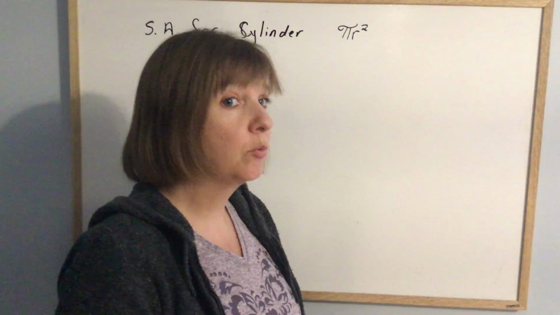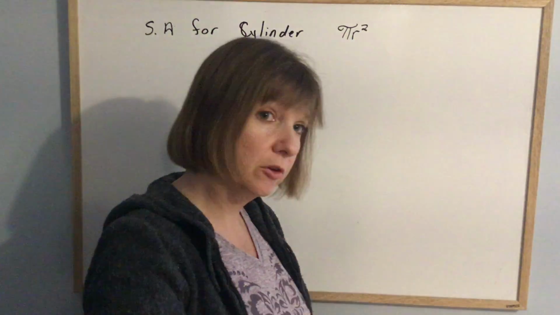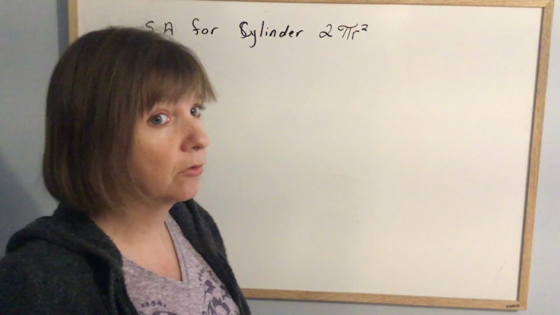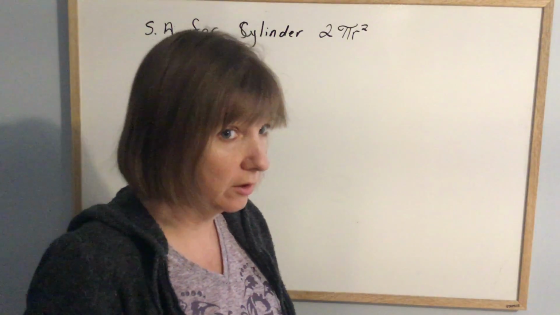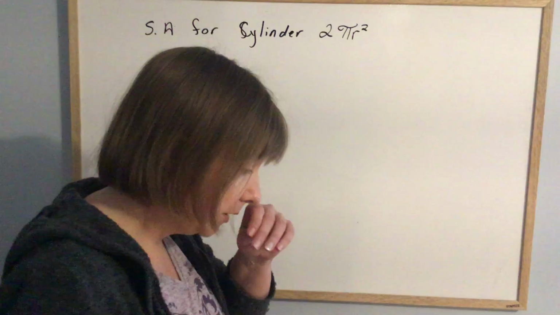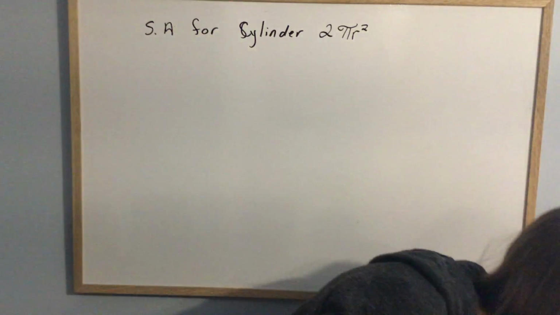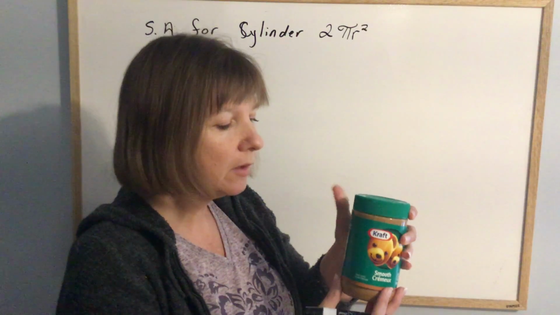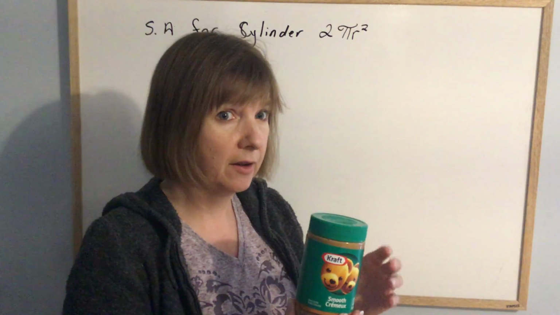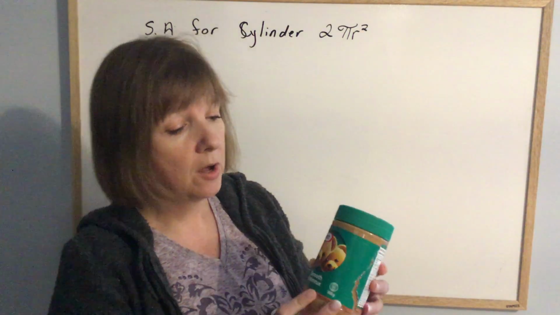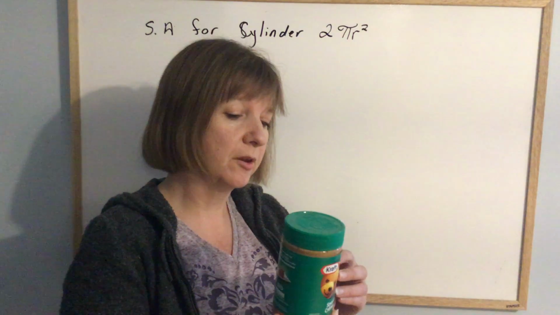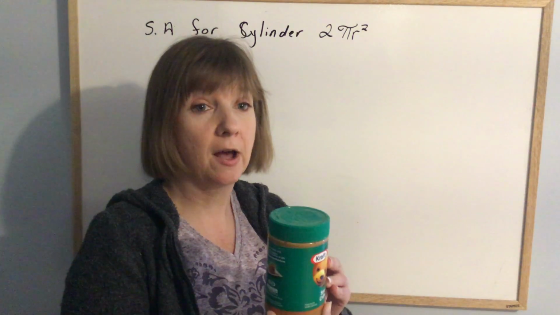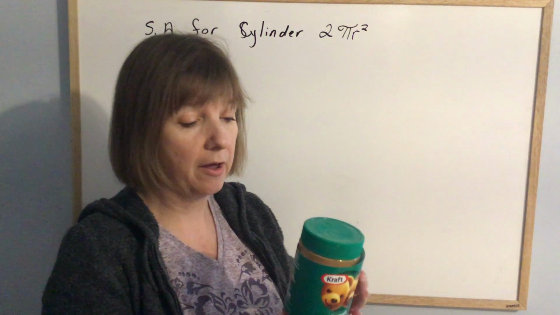But we don't just have one circle, we have two circles, the top and the bottom. So we're going to multiply it by 2 because those two circles in a cylinder, if it's a true cylinder, should be the same. Now the complicated part is these sides here. But it's not as complicated as you think. I've already done some damage to this label.